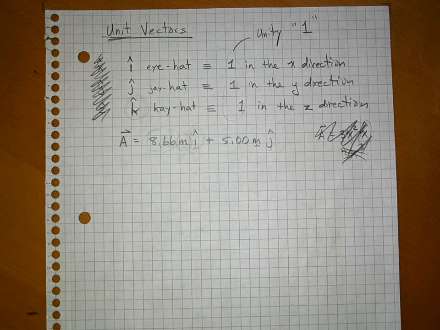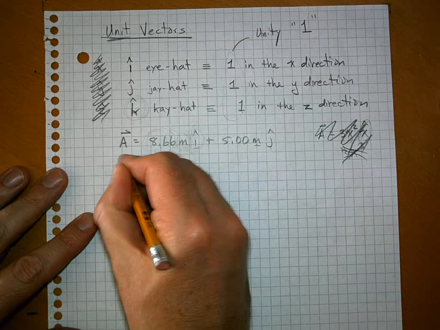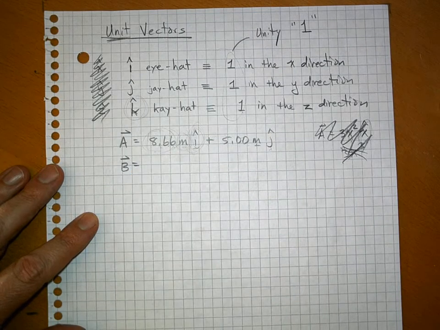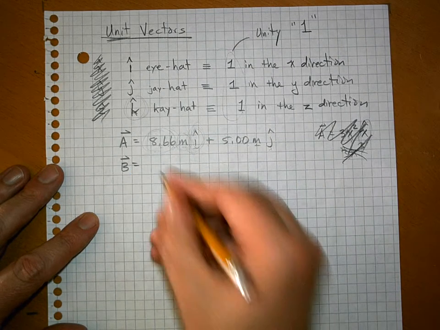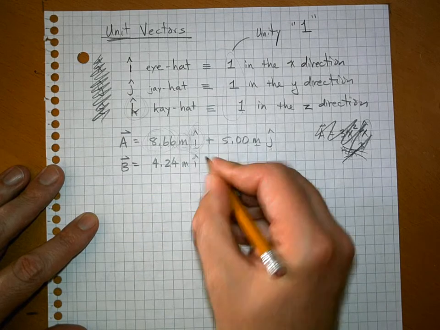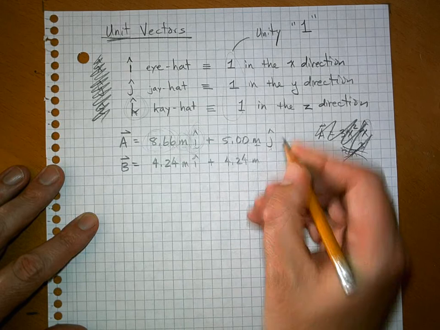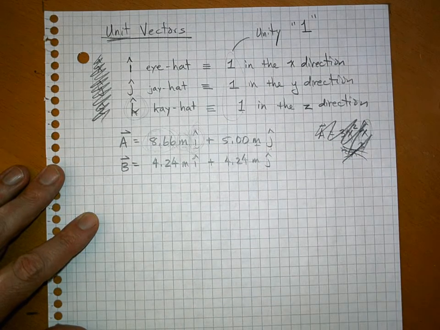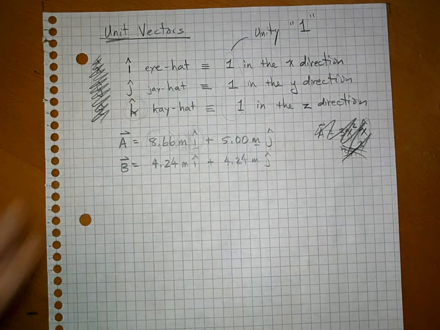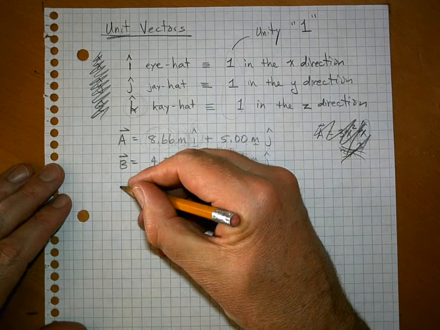So now we're ready to express vector B in unit vector form. 4.24 meters in the x direction plus 4.24 meters in the y direction. And we're pretty much ready now to add them together, but still, let's add them together graphically first. So I'm going to do that.